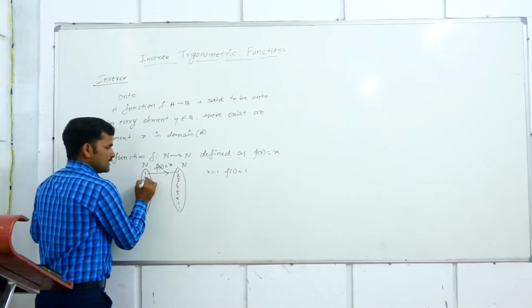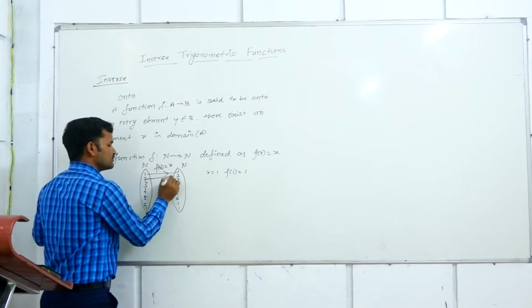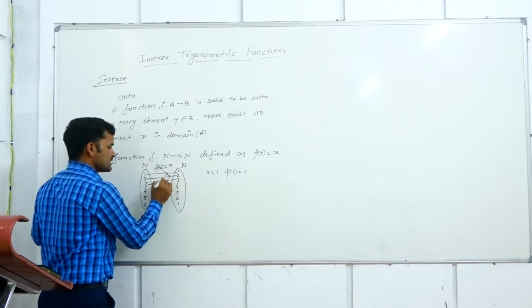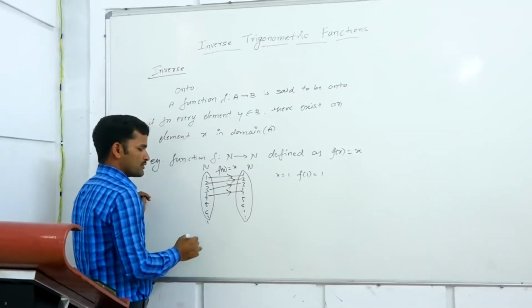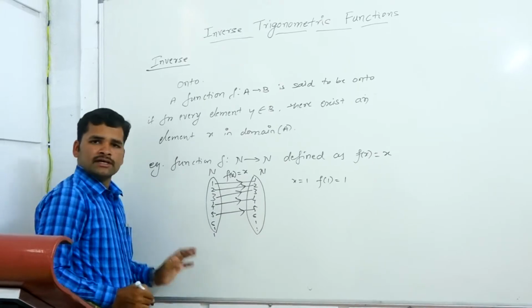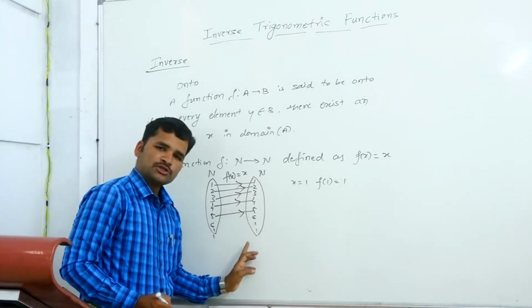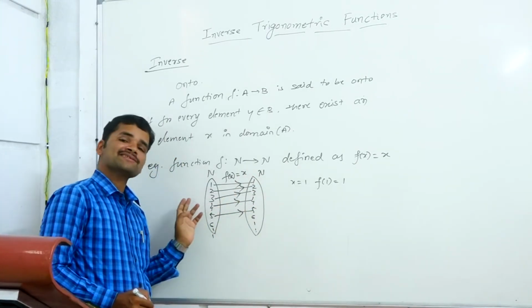Next step, if you substitute 2, it gives us 2. 2 is related to 2. 3 is related to 3. 4 is related to 4. 5 is related to 5. You see, does every element belonging to the codomain have pre-images in the domain or not?